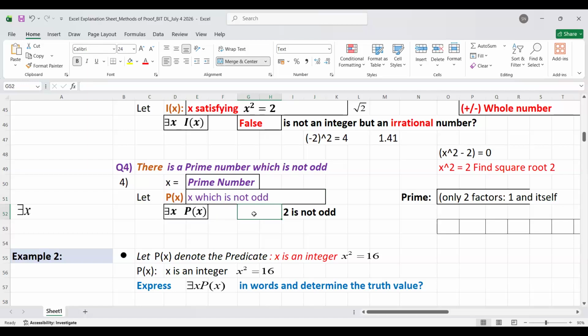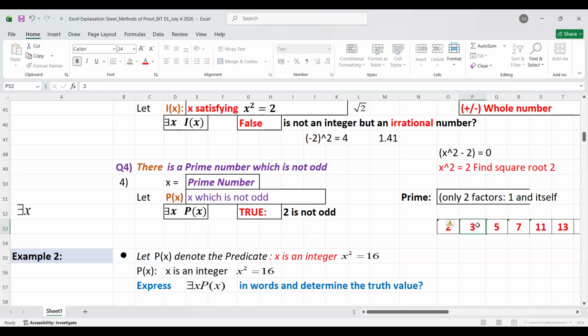True. It's true. And what is your proof? 2 is a prime number, but it's not odd. Exactly. 2 is a prime number because the prime numbers are numbers divisible by itself and 1. The first one is 2, the second one is 3, the next one is 5, the next one is 7. Then you come to 11, then 13.